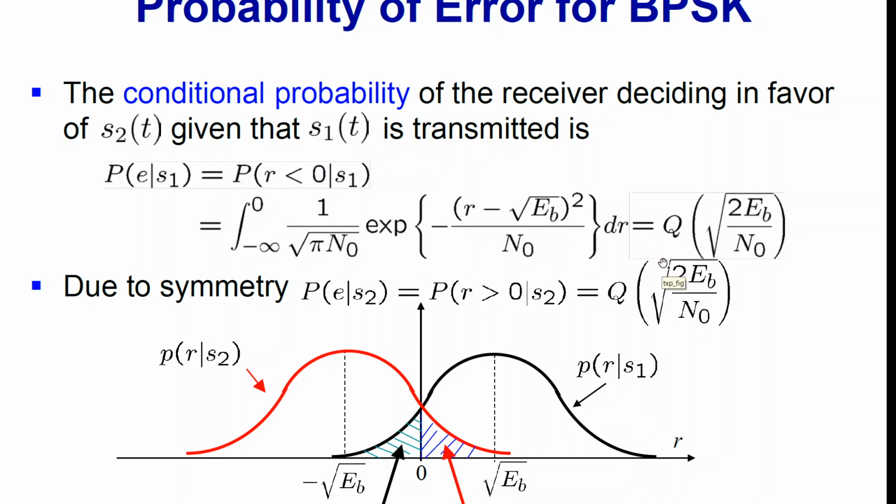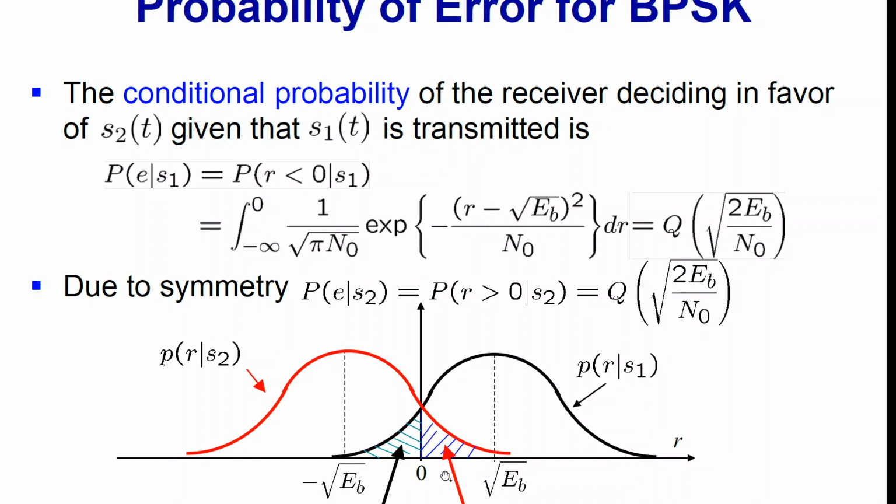So you can write this as Q of root 2 EB by N naught, and you can see that this is symmetric. So probability of error given S2, that is, actually S2 was sent. What is the probability that it will be decoded as S1?